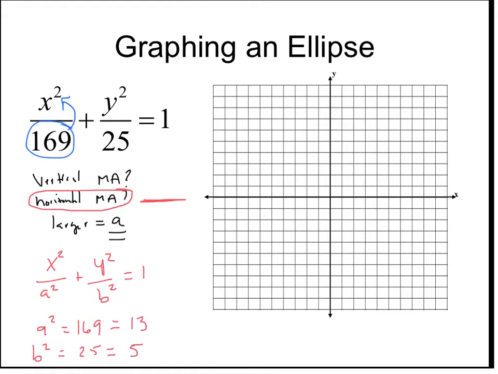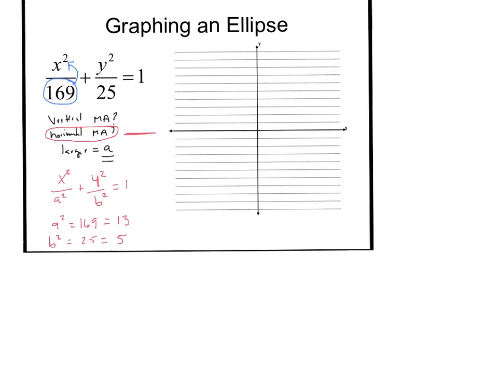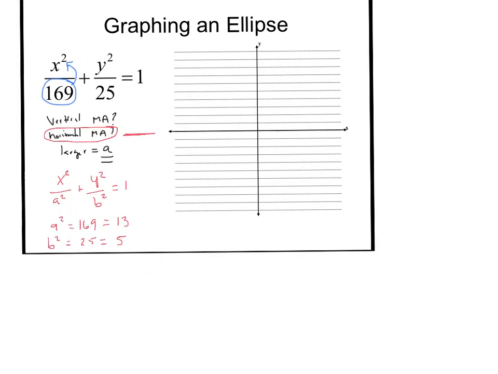The one thing that I do know is that a is the distance from the center to the vertex. b is the distance from the center to the co-vertex.